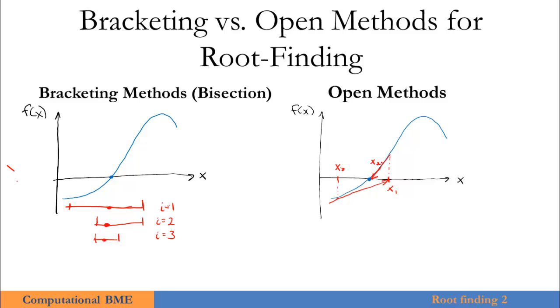However, you'll notice that these open methods can potentially diverge; they're fairly sensitive to the initial guess of the root. For example, if we had guessed a value back here, then our tangent line may have hit an x value over here, and the next tangent would be very far from the true root. So we'll be looking at the scenarios where these open methods do work and also where they don't work.